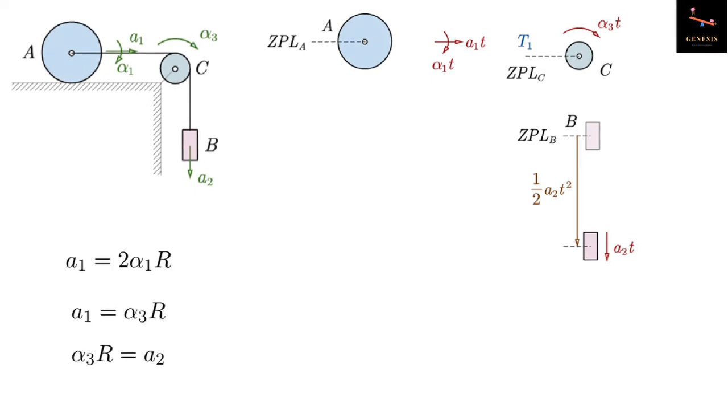The constraints are as before. We have these three constraints. Now just look at the three constraints. We have four variables: a1, a2, alpha 1, alpha 3. So four variables and only three constraint equations.